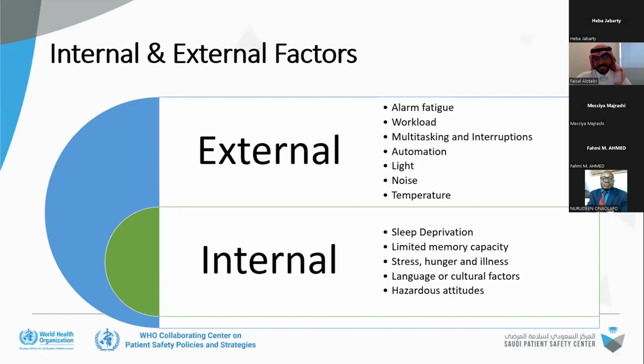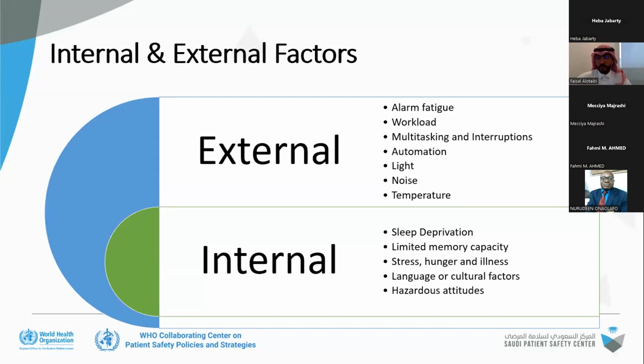The third one is stress, hunger, illness; all these affect your performance and actions while you are providing care to the patient. Culture and language are also internal factors affecting how you interact with other elements of the system, from people to people. If there is a language barrier, that will affect how the system performs as a whole.